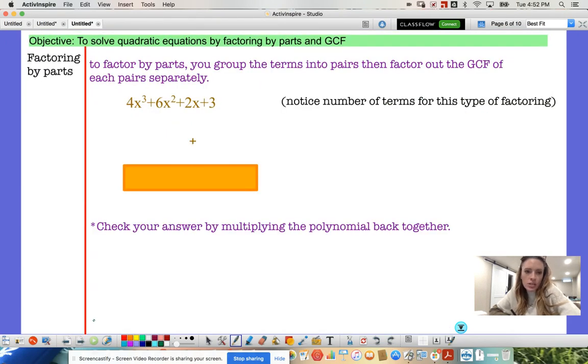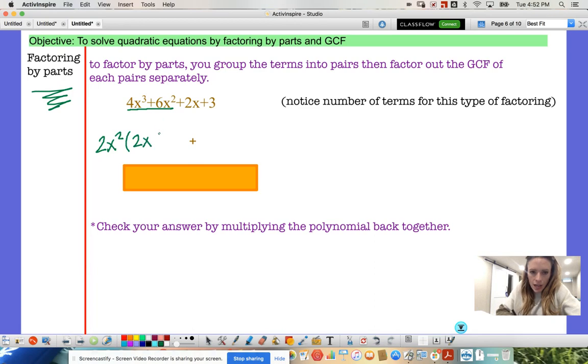All right, so now we get into our second topic, which is factoring by parts. To factor by parts, you group the terms into pairs, then factor out the GCF of each pair separately. So we need to know how to do GCF in order to factor by parts. Looking at this one here, we split it into two separate forms here. So we've got the greatest common factor of these two, and that's going to be 2x squared. And that leaves us with a 2 and an x inside here. And when we factor out a 2, 6 divided by 2 is 3. And x squared, well, that is on the other side and it goes away.